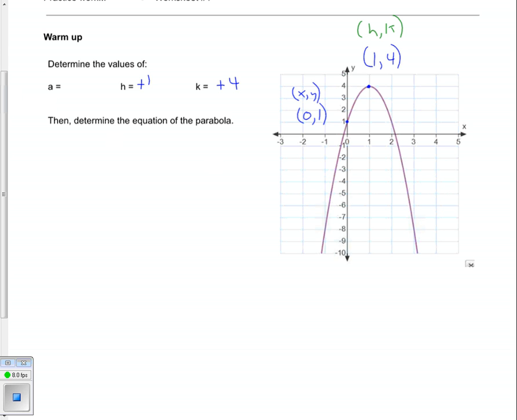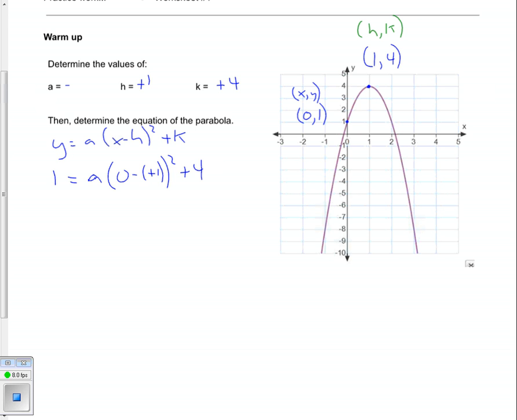So now we're trying to figure out our a value. What we do know about the a value is that it's going to be a negative number. So knowing that the equation of all parabolas in vertex form is y = a(x - h)^2 + k, we can substitute in the values that we already have. So we've got a y value of 1. We don't know our a value. That's what we're trying to figure out. We know that we've got an x value of 0. Our h value is positive 1, squared, and our k value is plus 4.